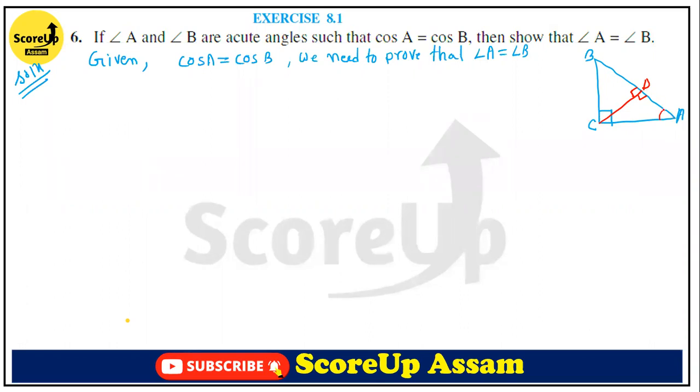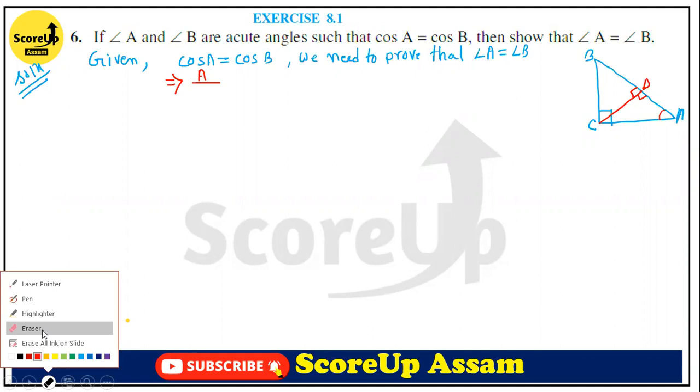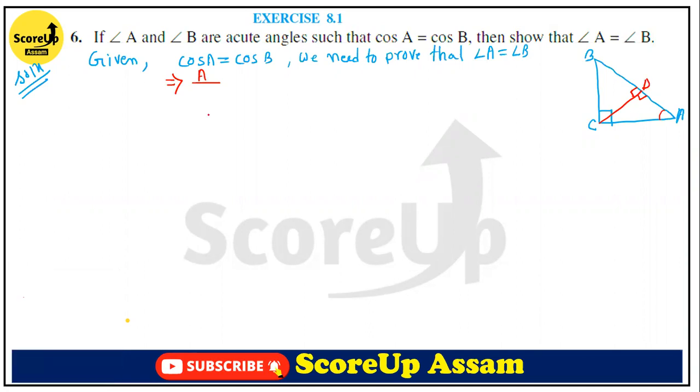In the case of the triangle ADC, which one is our base? AD is our base. So cos A will be base by hypotenuse, not perpendicular. So it will be AD by AC. Is it clear?